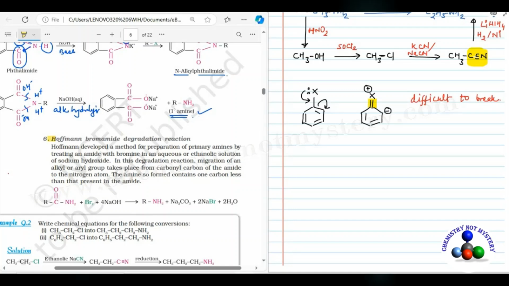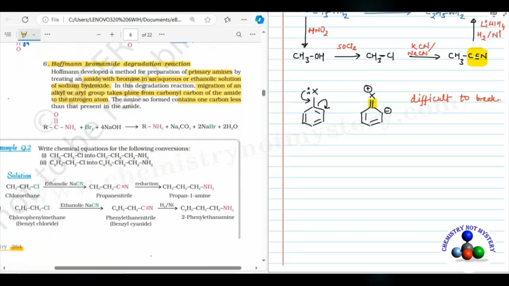The next method is Hoffmann bromamide degradation reaction. Hoffmann developed a method for the preparation of primary amine by treating amide with bromine in an aqueous or ethanolic solution of sodium hydroxide. In this degradation reaction, migration of alkyl or aryl group takes place from the carbonyl carbon of amide to nitrogen atom. The amine so formed contains one carbon less than that present in amide. That's why the name of this reaction is degradation, because it degrades one carbon from the starting material.